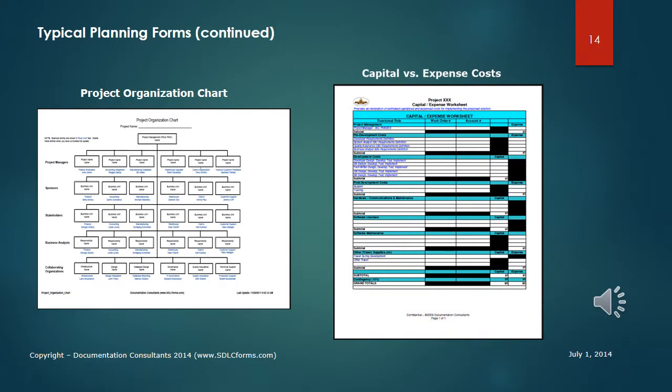The project organization chart depicts the project name, the project managers, sponsors, stakeholders, business analysts, and collaborating organization, so all project participants know who to contact when issues arise. Management will need to allocate funds for the project as well as defining the breakdown of capital versus expense costs to fund the project.